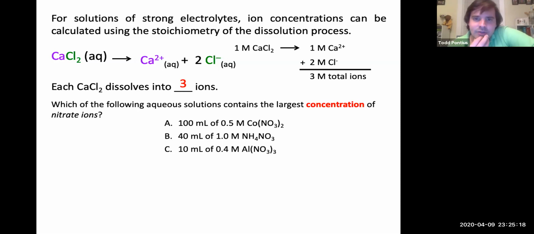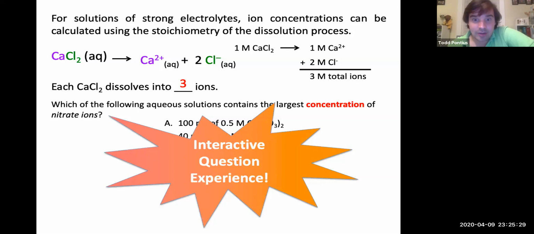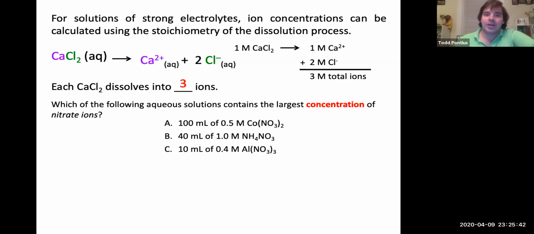Okay, so now we have this question. Which of the following aqueous solutions contains the largest concentration of nitrate, NO3- ions? Well, guess what? It's another interactive question experience. So we're already given the concentration here, and we're looking for concentration. It doesn't matter if we're looking at 10 milliliters versus 100 milliliters, et cetera. It's all about the concentration.